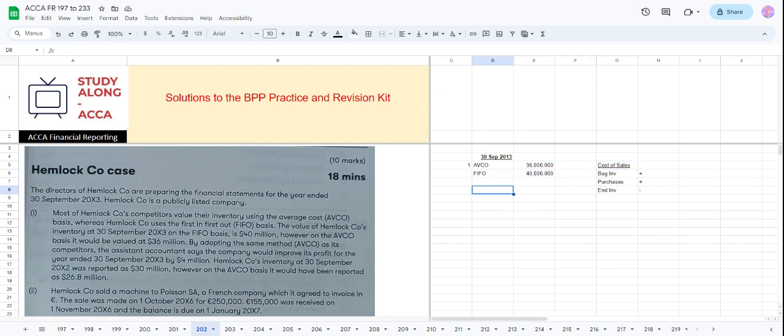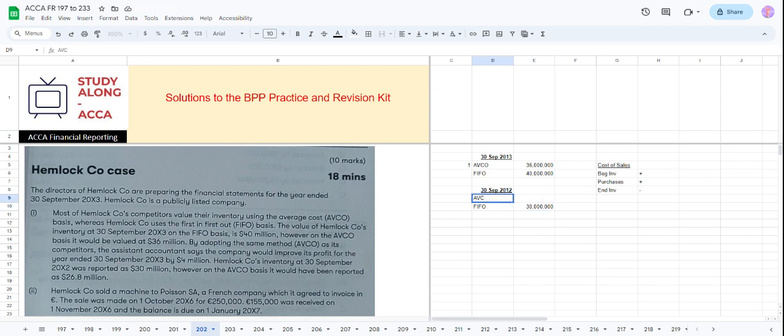So this company's inventory at 30th September 12 was reported as 30 million. We also need to look at the beginning inventory for that matter. So they recorded it as 30 million at the beginning. So beginning inventory is 30 million.